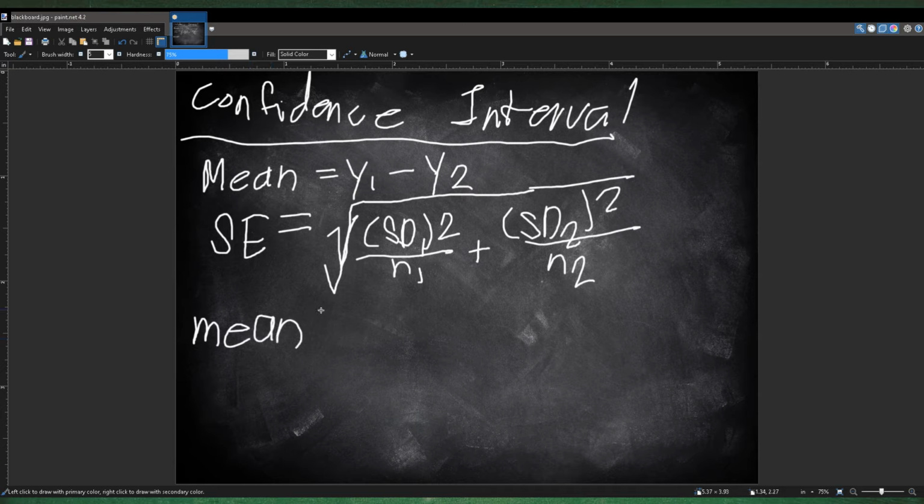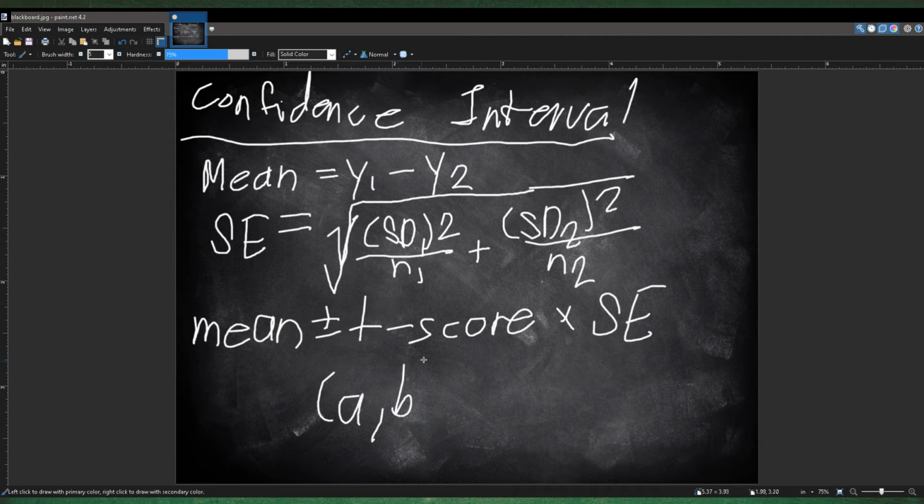Then you have the mean plus or minus the t-score, and you have that degrees of freedom that we're not going to do much on because it's really strange and it's really long. So you use your calculator for that, times your standard error, which gets you your interval for A and B, basically.